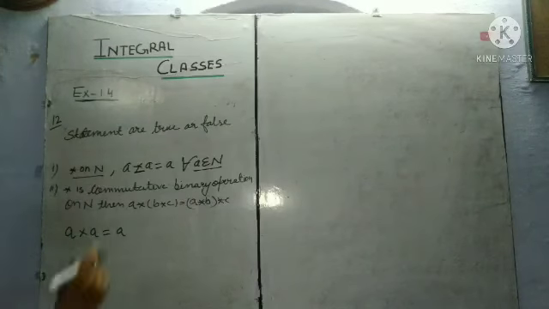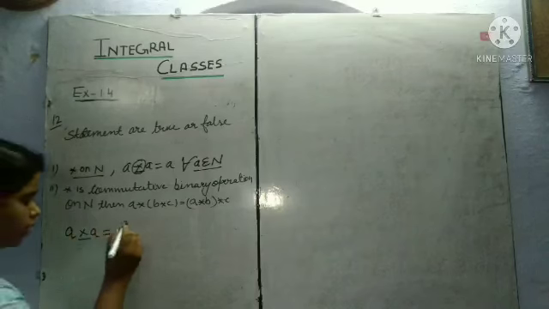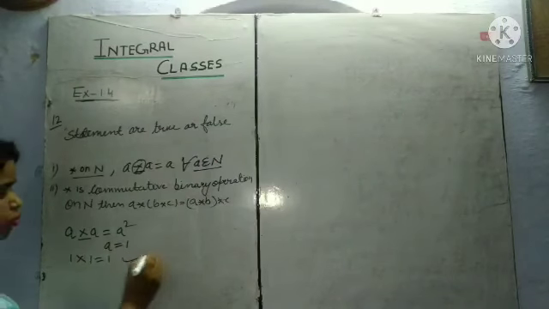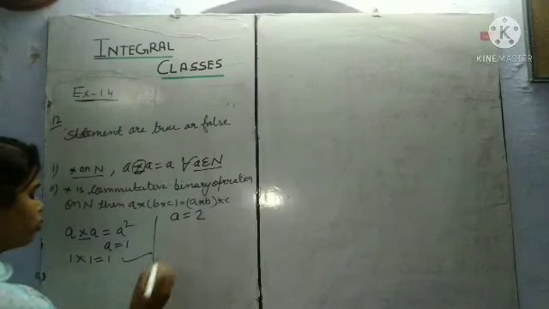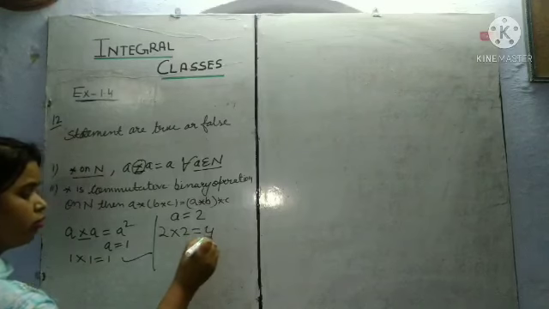Now suppose we consider this binary operation as multiplication. So put the value: A into A becomes A square. Now suppose we take A equal to 1, which belongs to natural numbers. 1 into 1 equal to 1. It should be true. But on the other side, if we take A equal to 2, then 2 into 2 is 4.